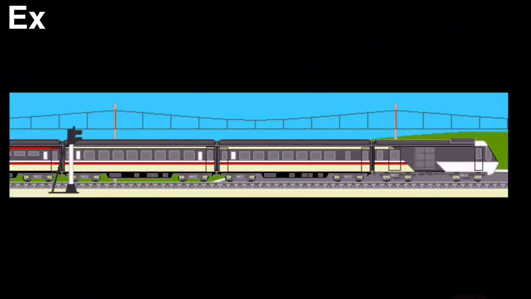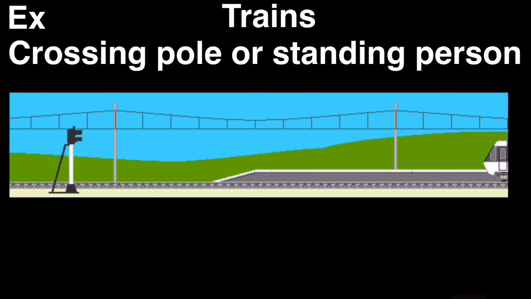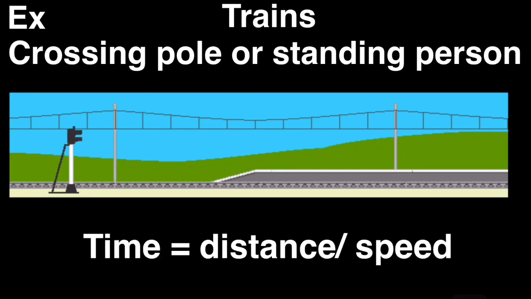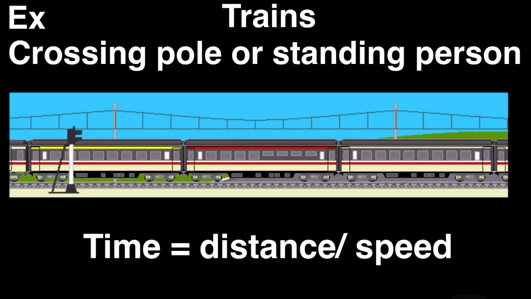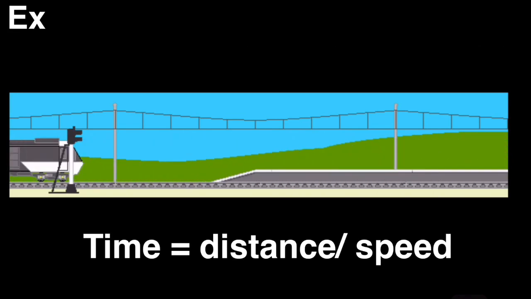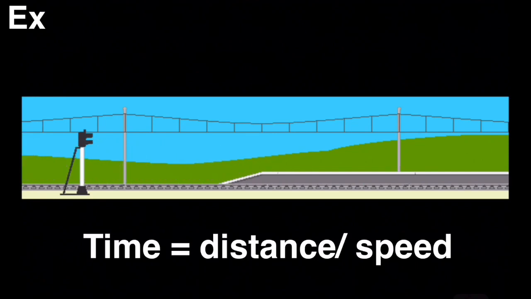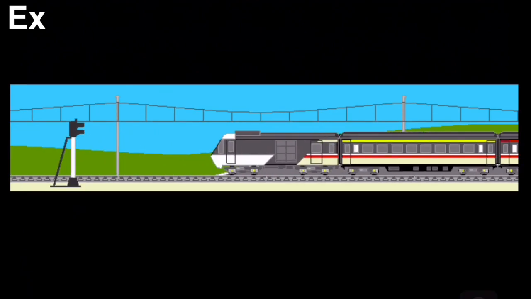Example concept trains. Crossing pole or standing person. Formula is time is equal to distance by speed. Here distance is train length. Speed is nothing but train speed. Let us do an example.